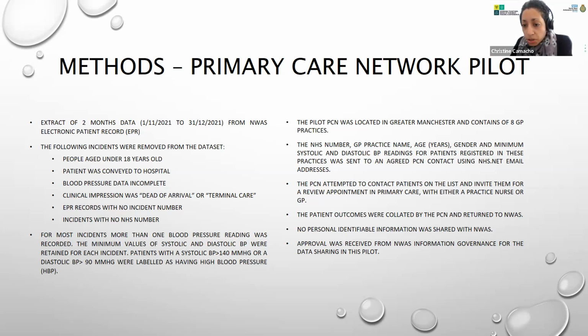So that could have been done in pharmacies, it could have been done by healthcare assistants, it's whatever structures they had set up. This particular primary care network had hypertension clinics set up, so a lot of the people went into that structure. And then we asked them to send the data back to us. They didn't send us any names or in fact any blood pressure readings. We just collated what happened.